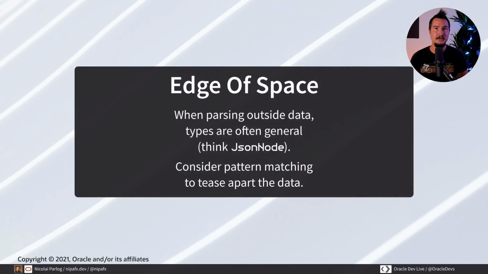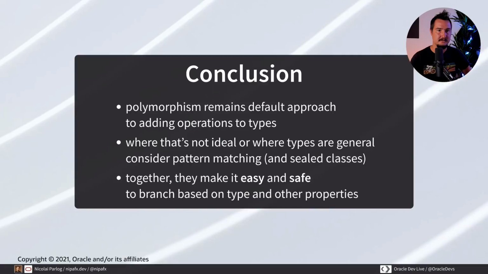That's not the only place where you can use this. The edge of space is also always interesting to explore. When you're parsing outside data, you often get very general types, for example, something like JSON node. And then you can use pattern matching as well to tease the data apart and figure out, oh, what kind of JSON node is this? Oh, this is a string. Okay, I know how to handle that. So in that case, it's also much more straightforward to read and write the code that teases these very general data types apart, which often happen at the boundary of your application to the outside world, where you get in data from the outside world.